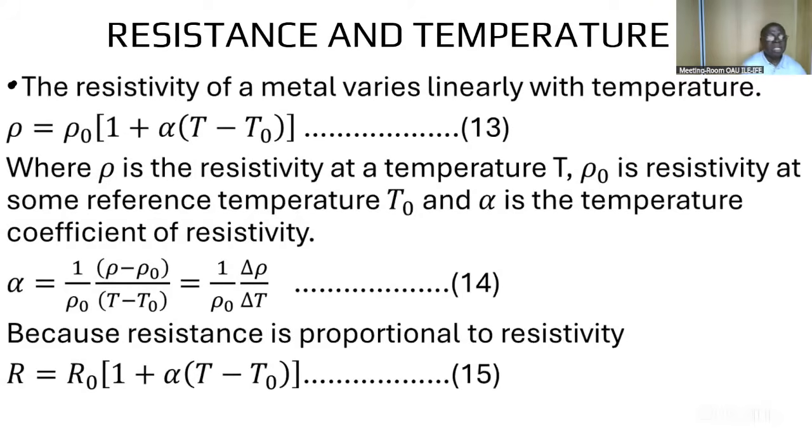So resistivity at a temperature T, where rho naught is the resistivity at some reference temperature T naught, and alpha is the temperature coefficient of resistivity. So if you do that, you will have this proportion. And that is how equation 14 is obtained, like what I've just said, coefficient of expansion.